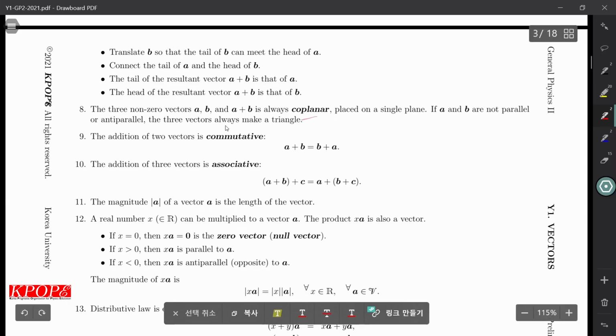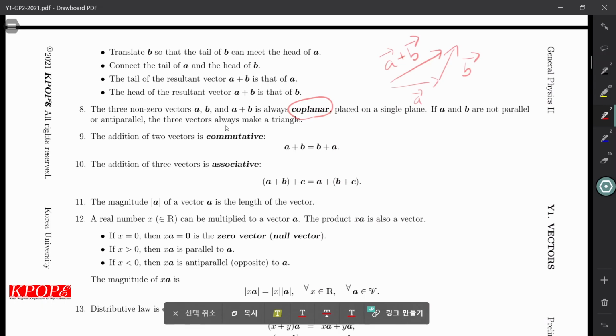We have another word, coplanar. Let's read it. The three non-zero vectors A, B, and A plus B: we have the A vector and the B vector. This is the A plus B vector. They are making a triangle. The triangle is always on a single plane, so they are coplanar together. They are on the same plane, so we call these A, B, and A plus B all coplanar. And as we have already stated, the addition of two vectors is commutative. So A plus B equals B plus A.